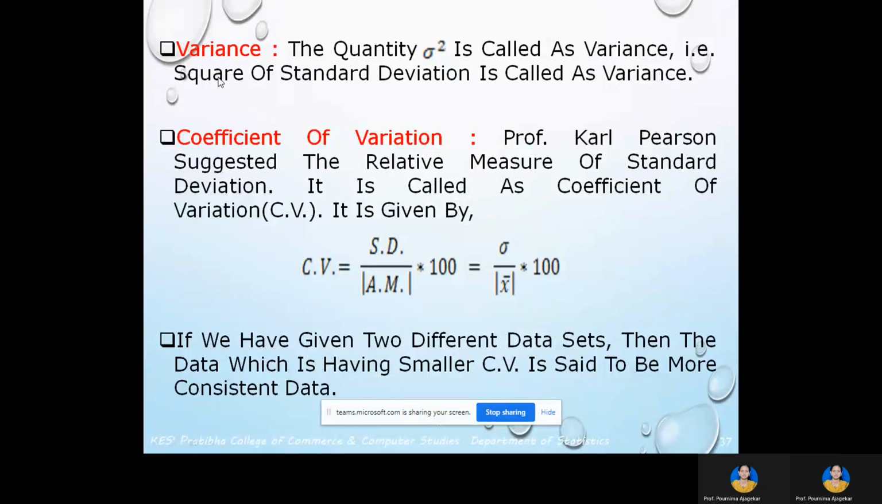We will define some terms here. Variance. The quantity sigma square is called variance, that is, the square of the standard deviation is called variance.